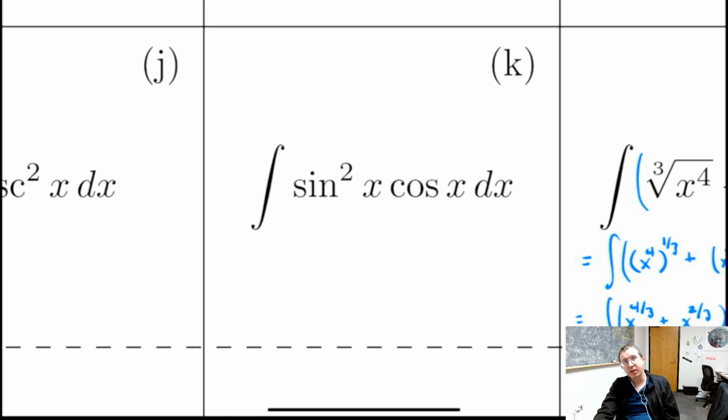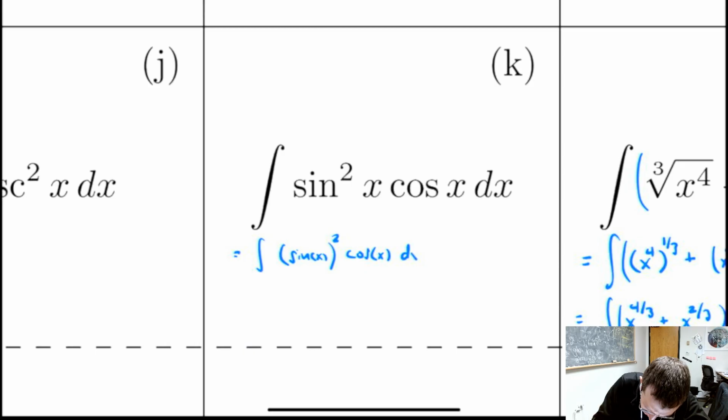Now, to make a u substitution work, you want to find somewhere in your integrand both an expression and then somewhere else the derivative of that expression. So I'm looking for a thing and its derivative. It might help if I rewrite this as sine of x squared times cosine of x. That's just what sine squared means.